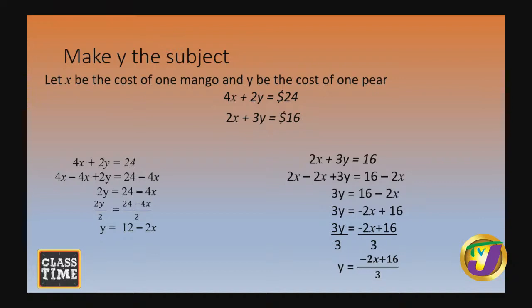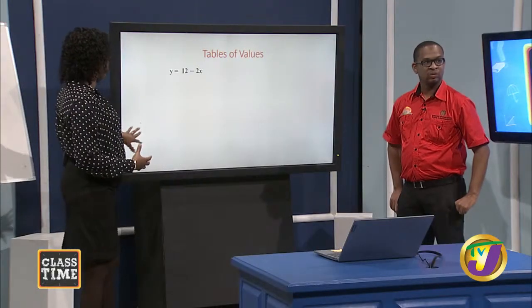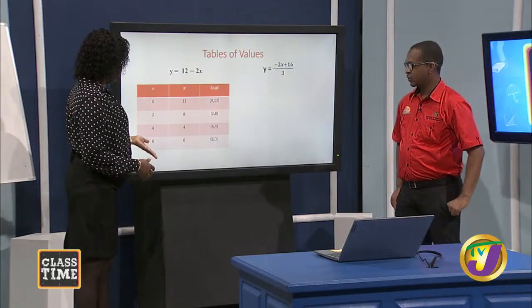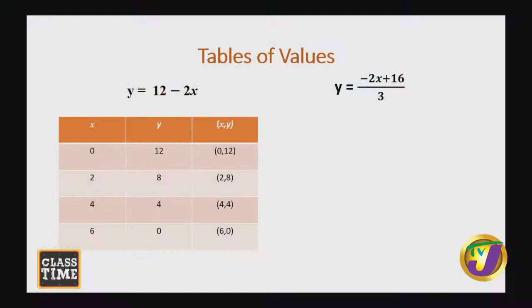Awesome. So now we have our two equations where y is the subject. Let's create some tables of values for both of them. In this table, substituting these values for x, when x is 0, y is 12. When x is 2, y is 8. When x is 4, y is 4. And when x is 6, y is 0. So these are the points generated for the first equation.